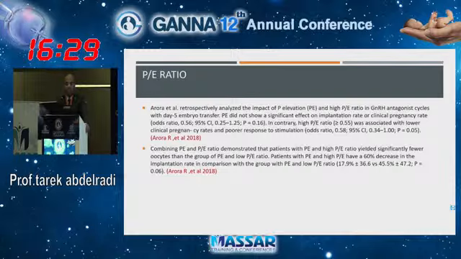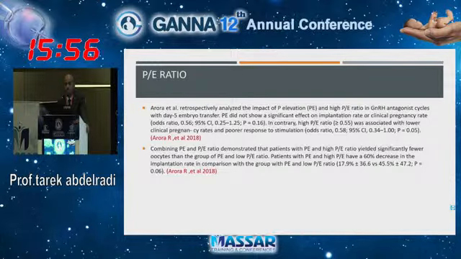The next is the progesterone to estradiol ratio. There is a retrospective analysis of progesterone elevation and high progesterone to estradiol ratio in the GnRH antagonist cycle with day 5 embryo transfer done by Aurora et al. It shows that progesterone elevation did not show any significant impact on implantation rate or clinical pregnancy rate. In contrast, a progesterone to estradiol ratio more than 0.5 was associated with poorer clinical pregnancy rates and poorer response to stimulation.